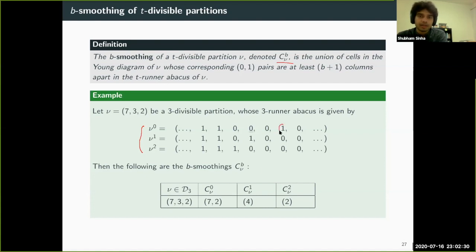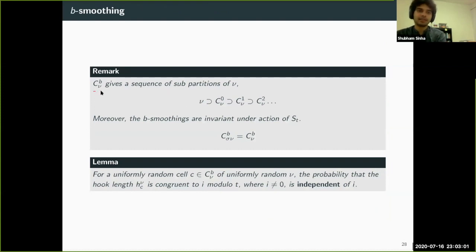Now you look at, say, this one, and you're looking for a C nu 1. This should correspond to all the cells which are at least 2 distance apart, column wise. In this case, the corresponding cells will be precisely these 4 zeros. So you get 4, and for the next one, there are no zeros. So the subpartition you get is 4 of 732. A general remark is that C nu B is always a subpartition of nu, of the t-divisible partition, and it gives you a sequence of subpartitions.